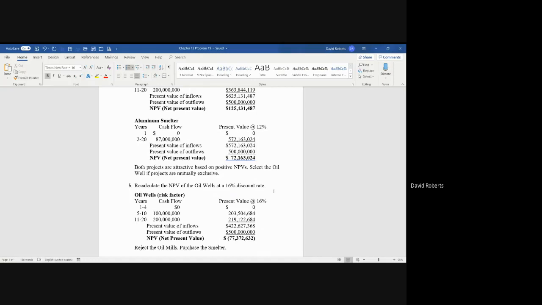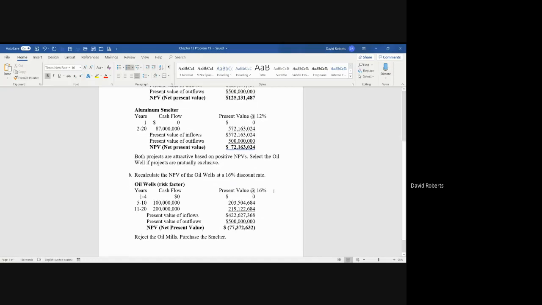Now, by itself, the 72 million, because it's a positive number, you would accept. But you have to look at the fact that they are mutually exclusive: you have to pick one or the other. We'd like to do both. But if you have to pick one, you'll pick the one with the higher net present value.